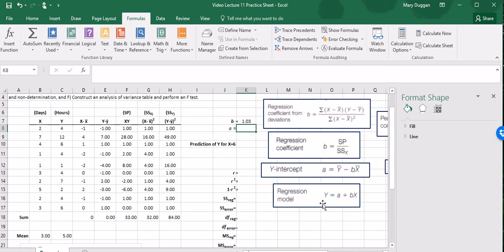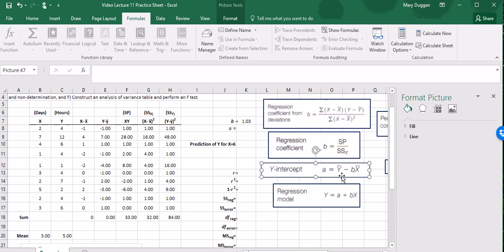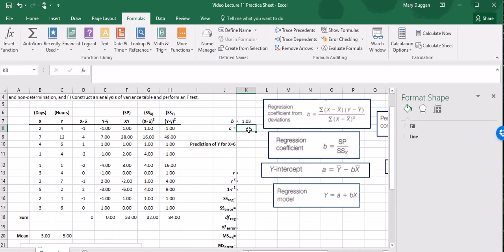And as you can see in the formula right here, it is figured by taking the mean of y and subtracting the b that we just found and multiplying that times the mean of x. So this gives us a y-intercept. So let's take a look at that. Equals the mean of y minus the b that we just found times our mean of x.